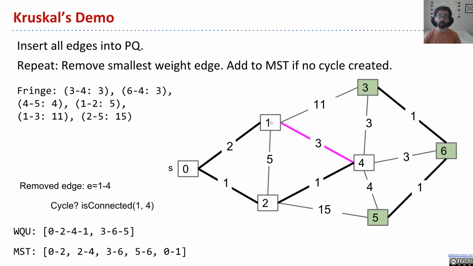Next up, we say, are 1 and 4 connected? Now in this case, our weighted quick union object will return true, because 1 and 4 are part of the same connected component, and so we will do nothing, right? That means this is not a useful edge.